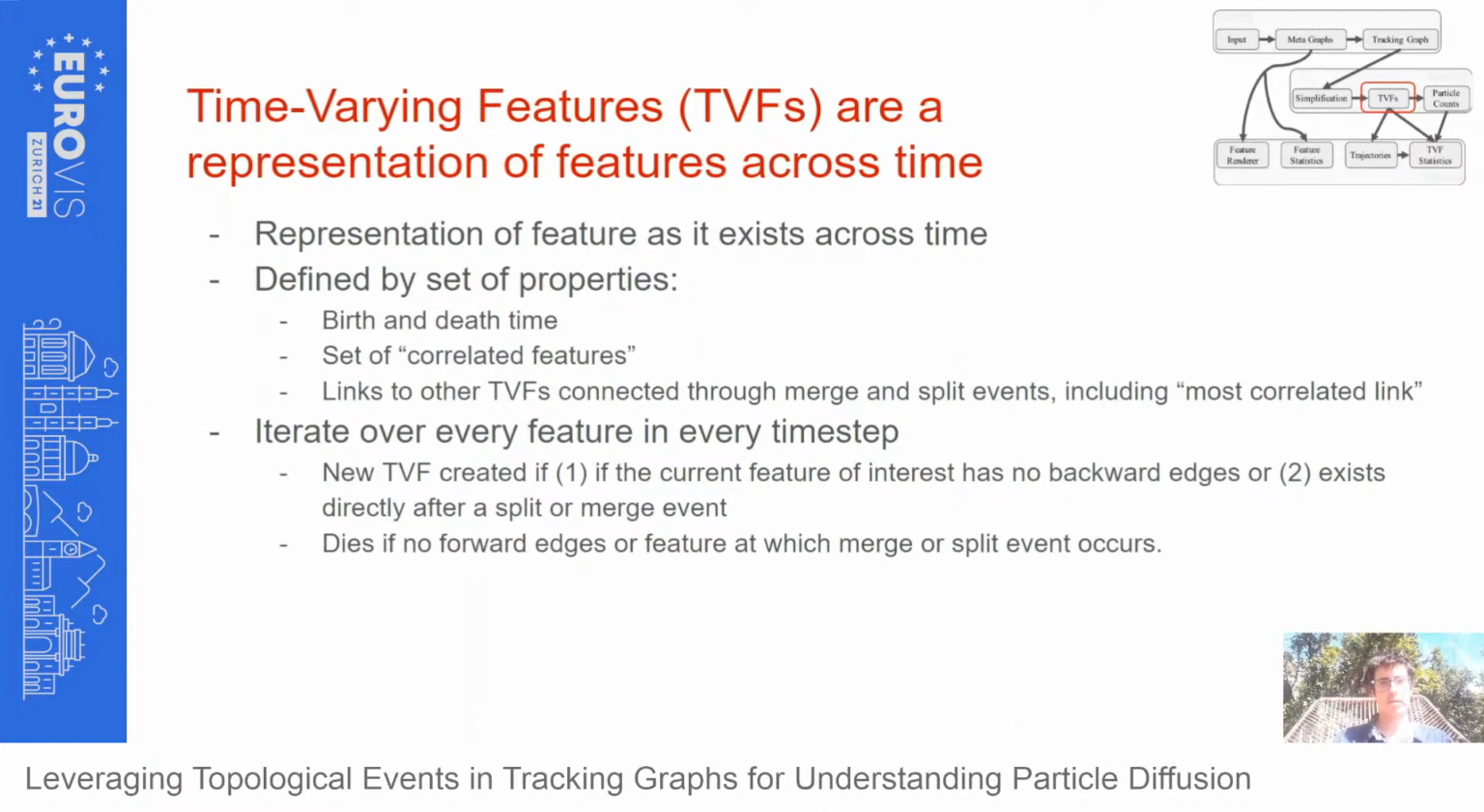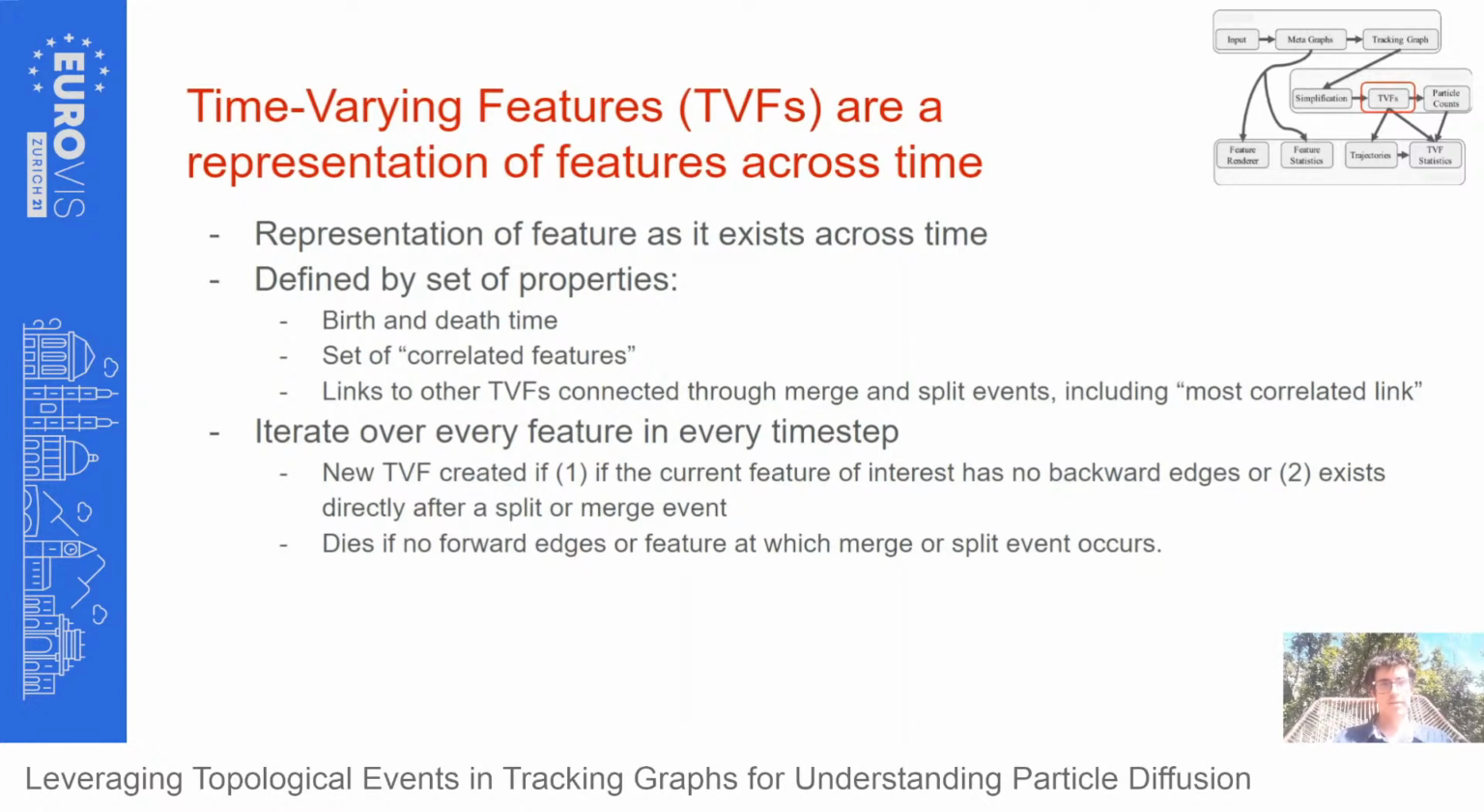For the rest of this talk, I'll refer to features as a representation of the segmentation at each individual time step, and time-varying features as a set of features that are linked together across time. TVFs are defined by a set of properties. These include a birth and death time, which represent the time steps at which the TVF appears and disappears. Correlated features, which represent all the associated individual features for the TVF over every frame in the TVF's lifetime, and links to other TVFs that are connected to the current TVF via merge and split events.